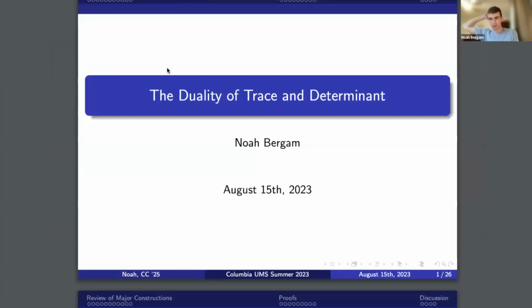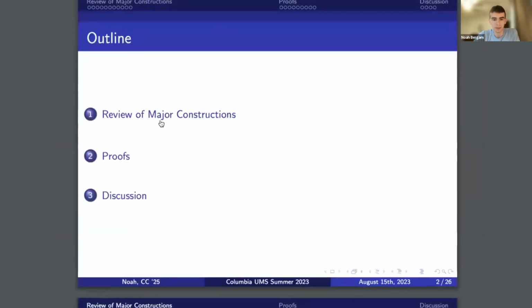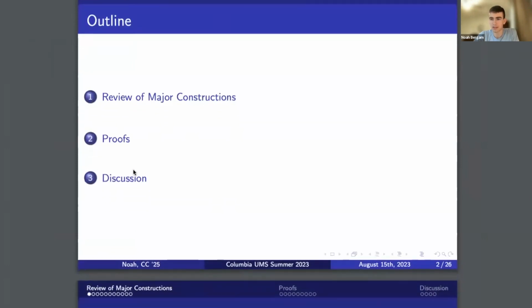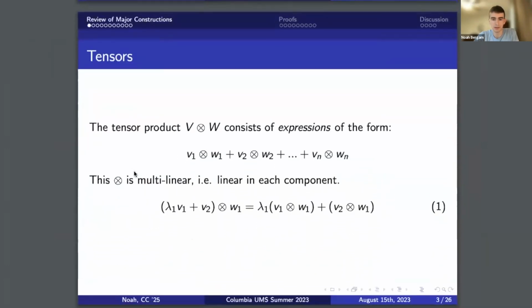Okay, so the last 2 weeks we've been talking about the K-linear extension and wedge products. So I thought it was natural to start talking about the trace and the determinant, and how these constructions help us connect them really nicely. So we're going to do some review, some proofs, and then a brief discussion at the end if we can get through everything.